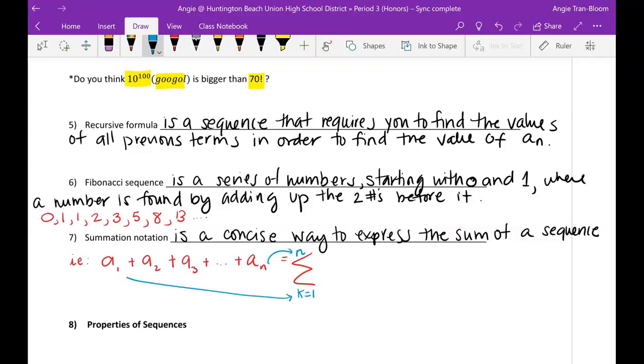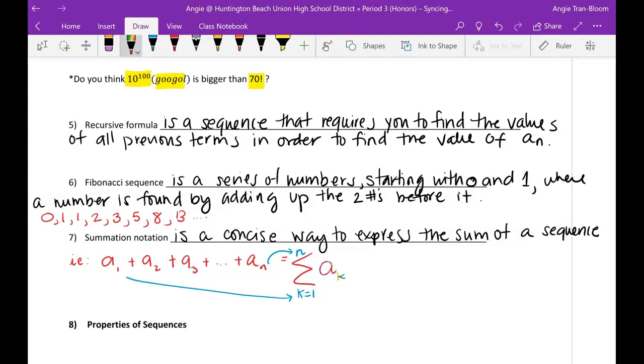And then on this side, which I'm going to write in rainbow, is what do I do to get all of them? So a subscript k. If k is 1, then that's my first term. If k is 2, then that's my second term. If k is 3, that's my third term. If k is n, then that's my nth term. So this is a quicker way to express the sum of a sequence.